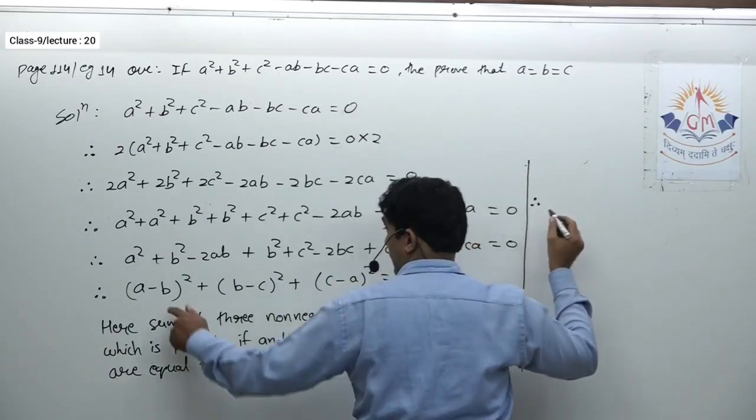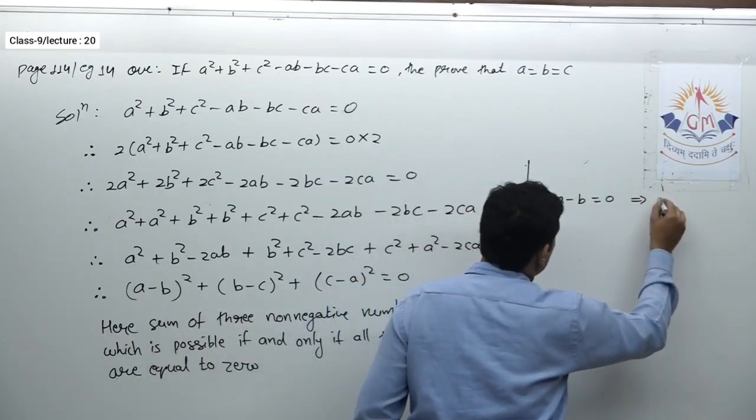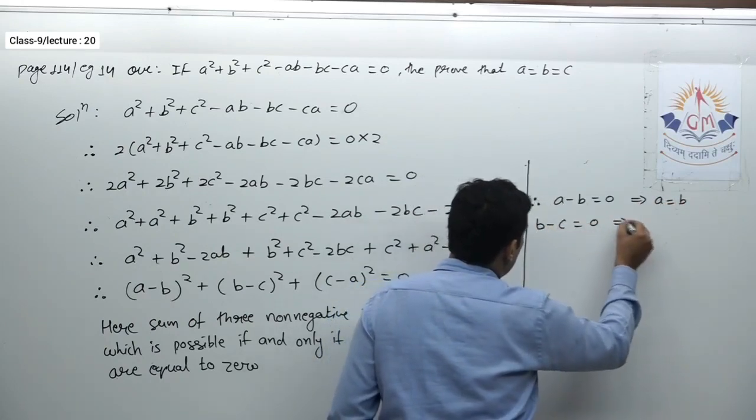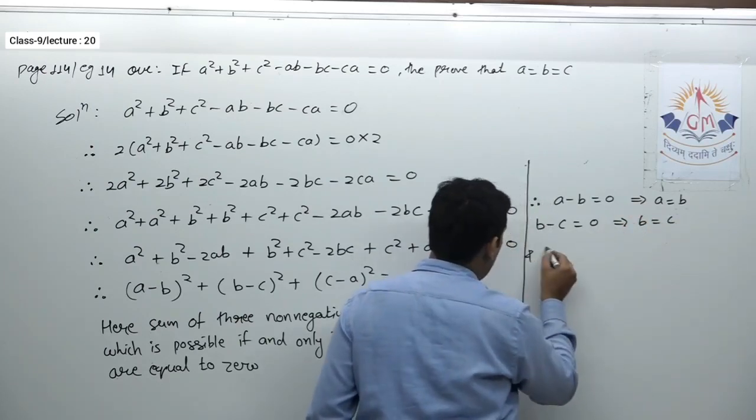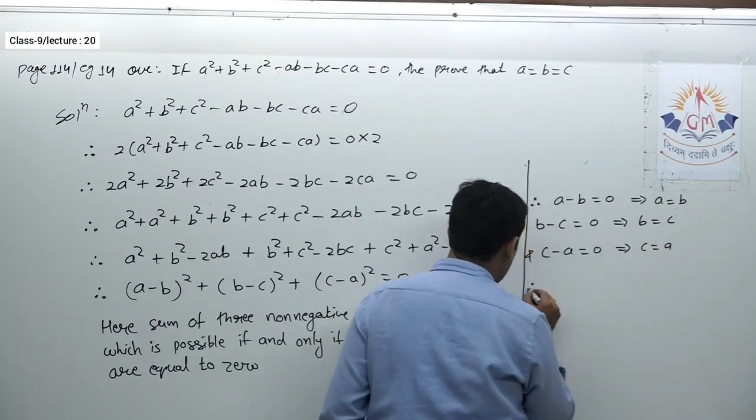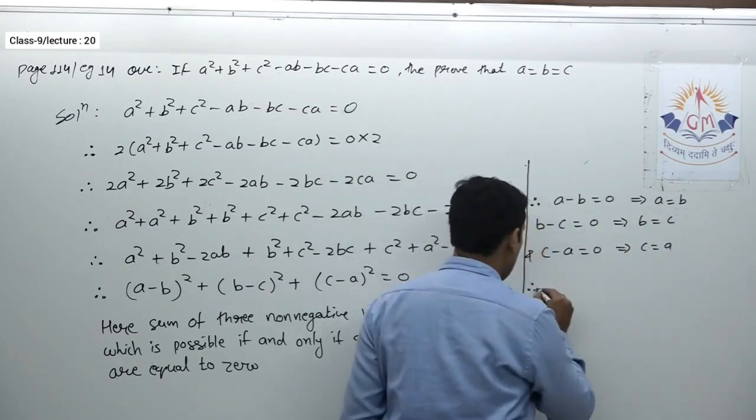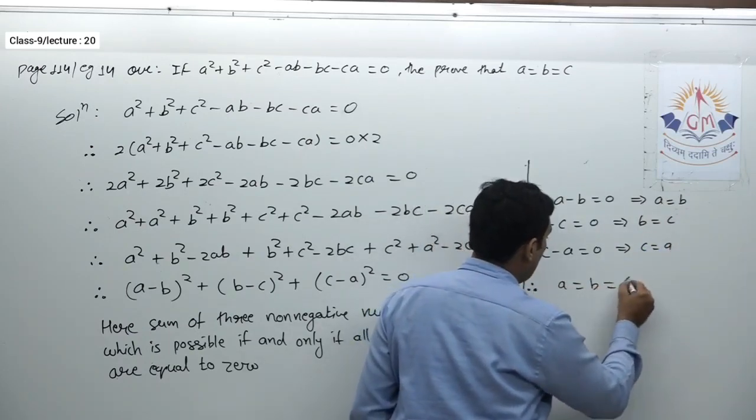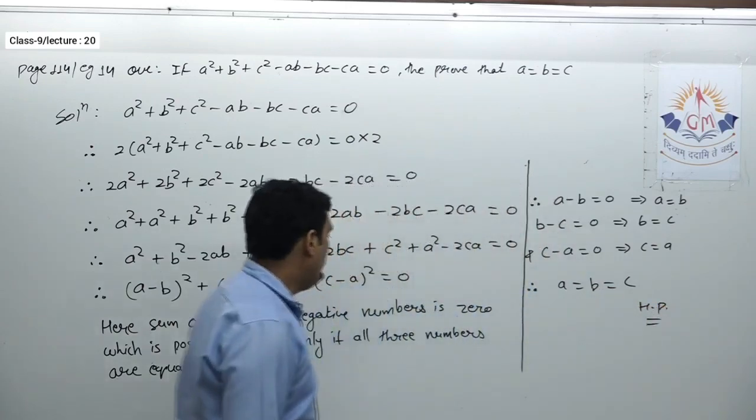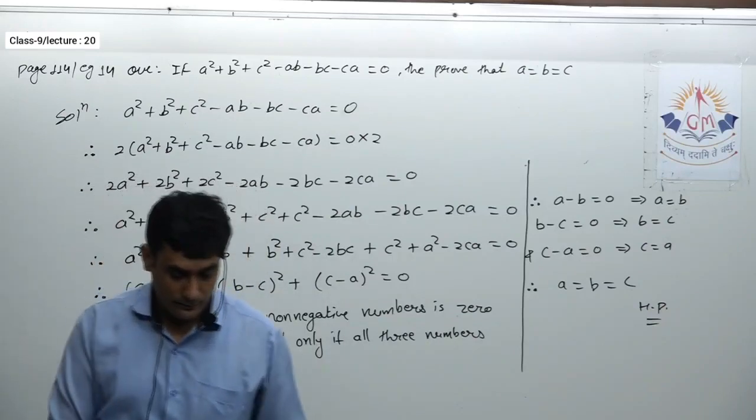Therefore, a minus b equal to 0, that is a equal to b, b minus c equal to 0, therefore b is equal to c, and c minus a equal to 0, therefore c is equal to a. Therefore, now here a equal to b, b equal to c, that means a equal to b equal to c. Hence proved. Okay, so I hope this is clear to you. So note it down. Then I will explain this to you once again.